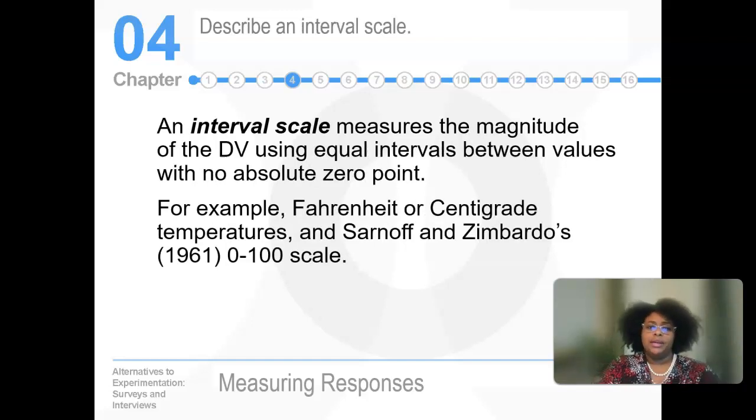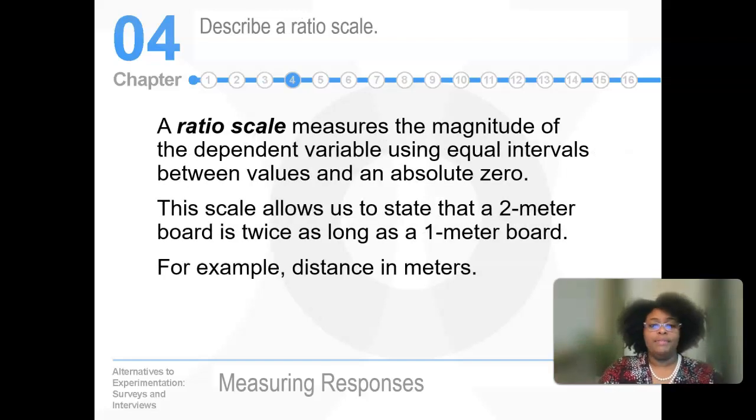Then we have the interval scale. Interval scales measure the magnitude of the dependent variable using equal intervals between values with no absolute zero. So if you think about Fahrenheit, or temperatures, or if you think about all of the points between 1 and 2, that can create an interval scale. So an interval scale can be 1.1, 1.2, 1.3, and etc. It does not necessarily fall at a zero or absolute point value.